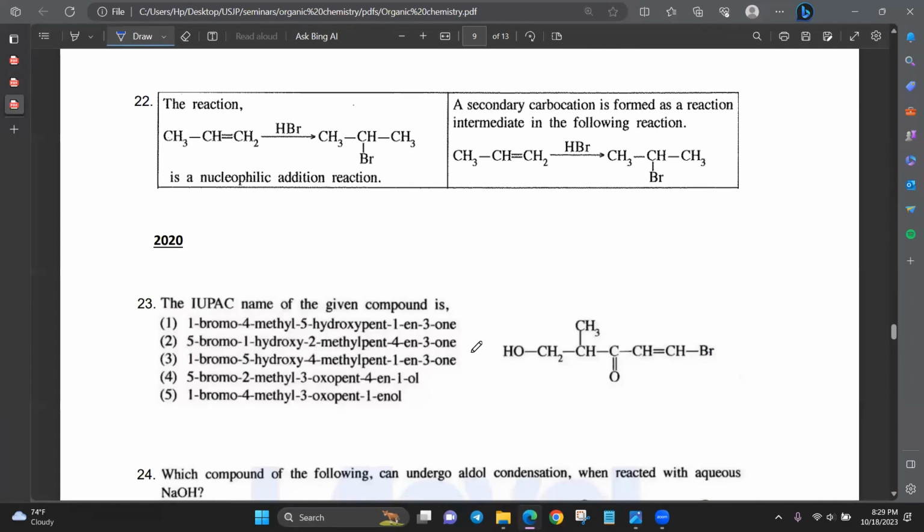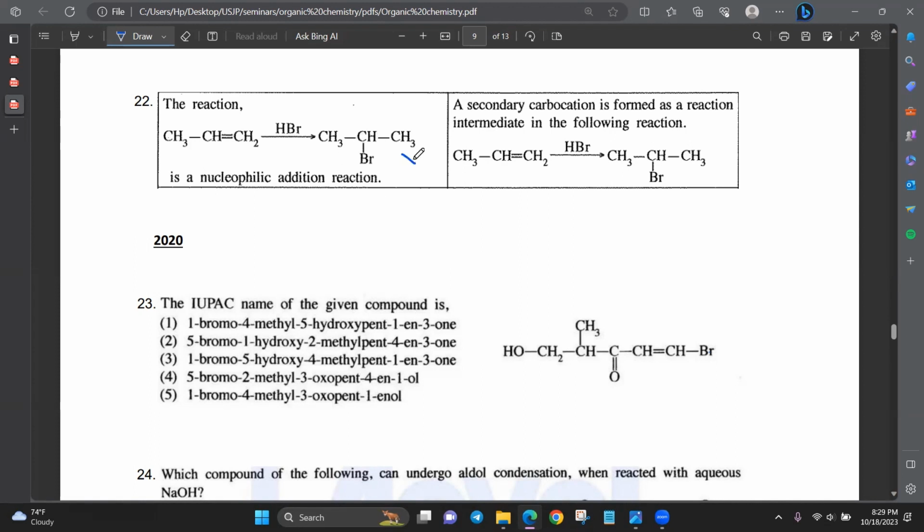Next question. The reaction is a nucleophilic addition reaction. That is wrong. Alkenes and alkynes do not undergo nucleophilic addition; they undergo electrophilic addition reactions. Why? Because the double bond means electron-rich places, so the species that like electrons, the electrophiles, come to alkenes and alkynes. So it's not nucleophilic addition.